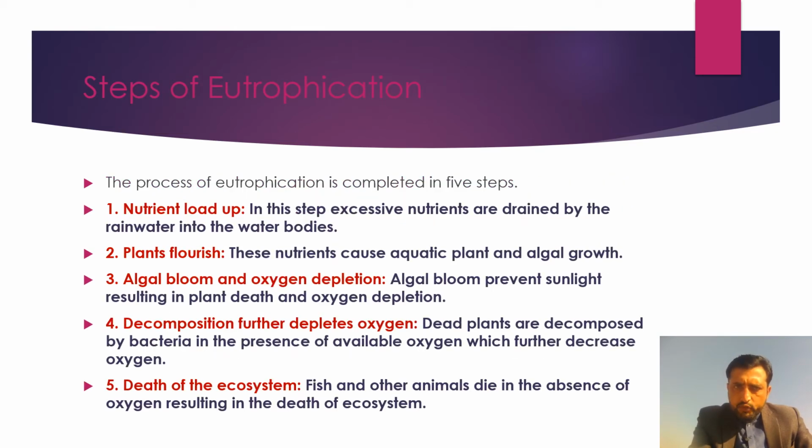Steps of eutrophication. The process of eutrophication is completed in 5 steps. It is a slow process and takes a long time. So there are 5 steps in which eutrophication is completed. The first step is nutrient load up.